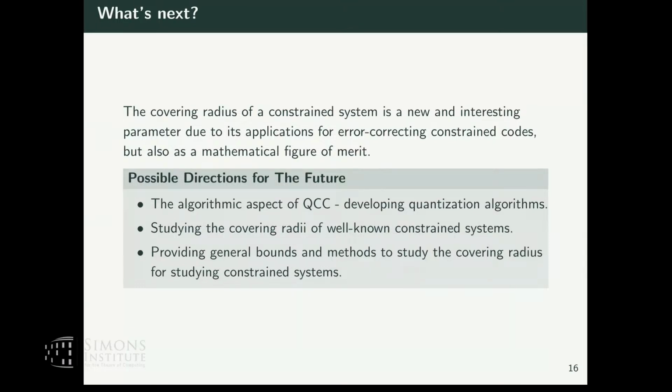So someone comes to me and gives me this graph representing a constraint. It's usually represented by a graph. How do I find out its covering radius? For the other side, computing its capacity, there's a well-known machinery through Perron-Frobenius theory. But for the covering radius, it's all new. We don't know how to do this.